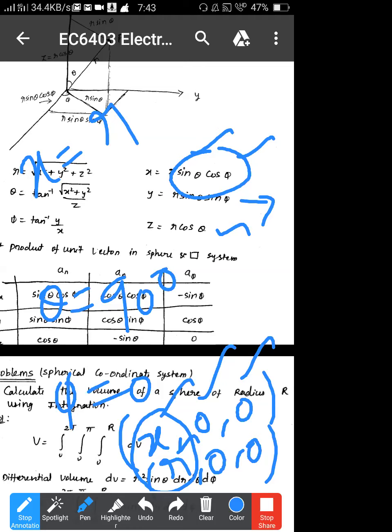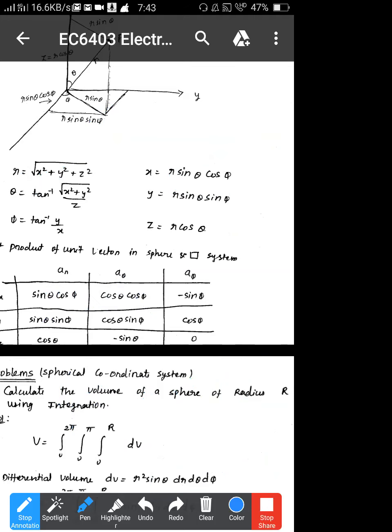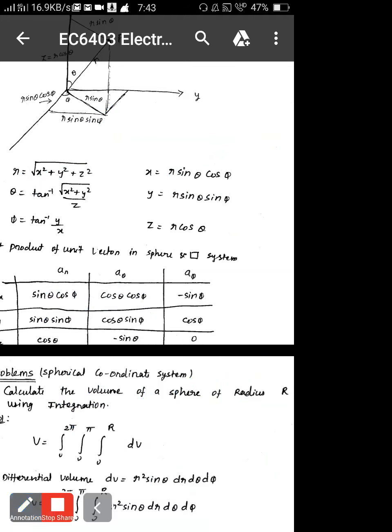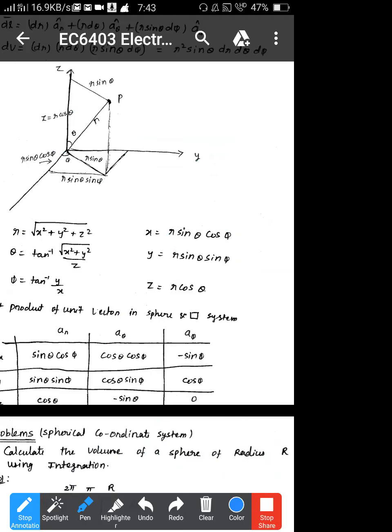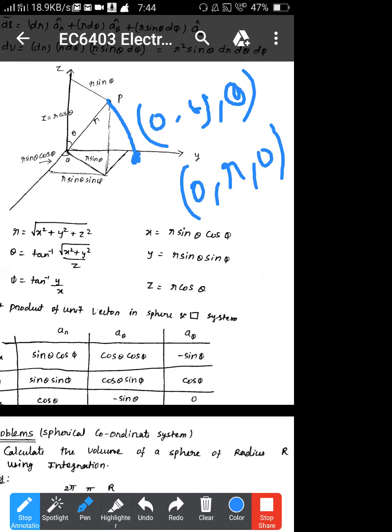Next for y. For y, where will you choose the points? For the y axis, see, my point is here. Suppose this is the surface of the sphere. I am choosing the point here. Once I choose the point exactly on the y axis, what will be my value? 0, y, 0. Then the value of y will be exactly the radius of the circle.